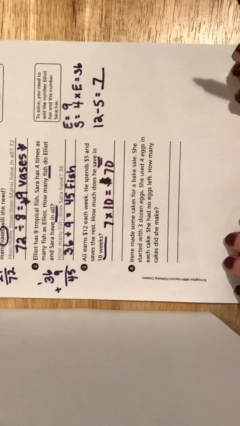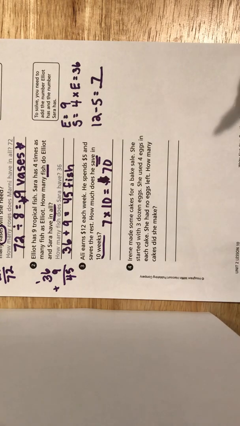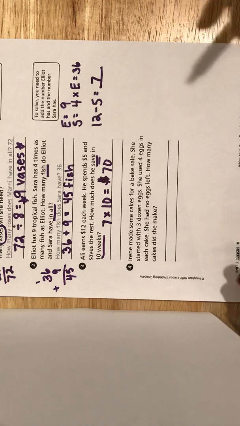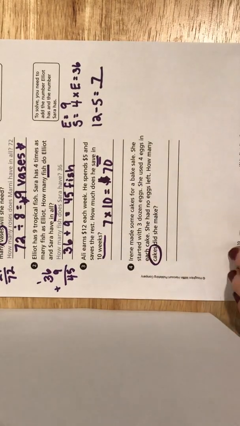Okay, so number 4, Irene made some cakes for a bake sale. She started with 3 dozen eggs. She used 4 eggs in each cake. She had no eggs left. How many cakes did she make? Okay, so this is not a problem about eggs, although the number of eggs is important. We want to know how many cakes she made.